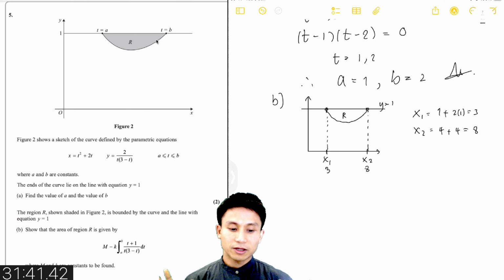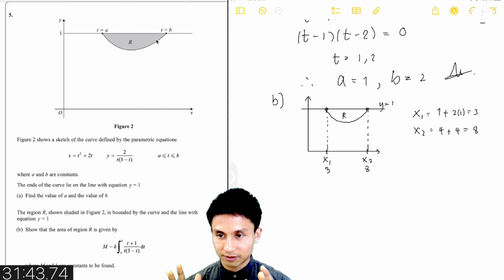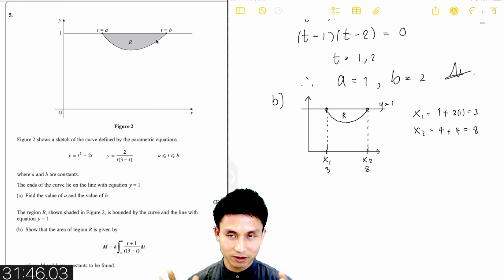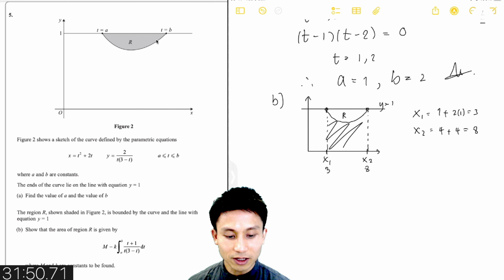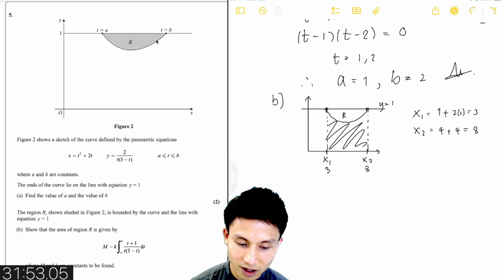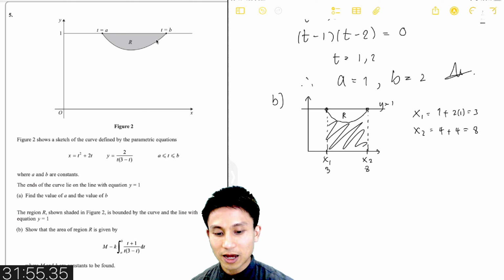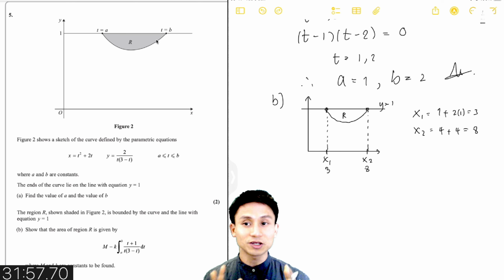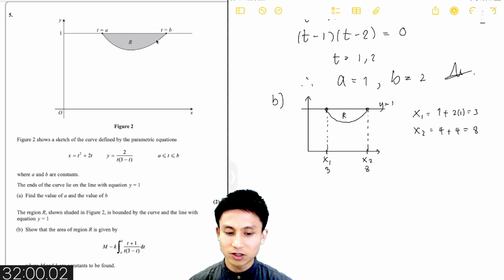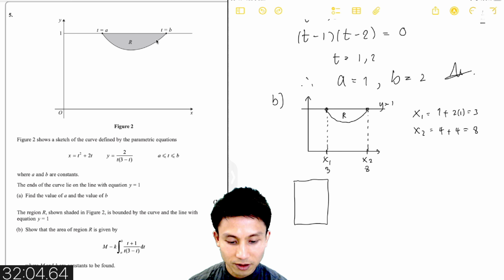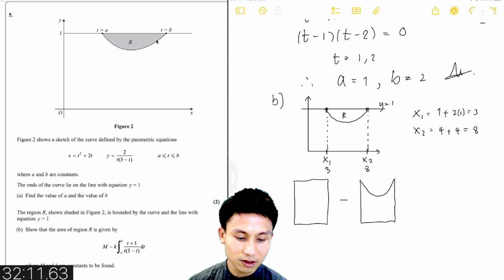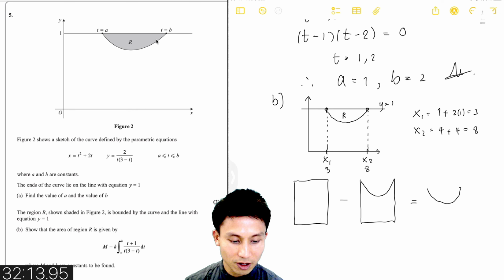Now, if you integrate the curve, whatever the equation is, we don't know yet, we're going to find it soon, you're going to get the area underneath this, and not the area R. So if we want to find region R's area, we need to use a subtraction method. We do the big rectangle subtracted by this cutout, the area underneath the curve, to get that area R.